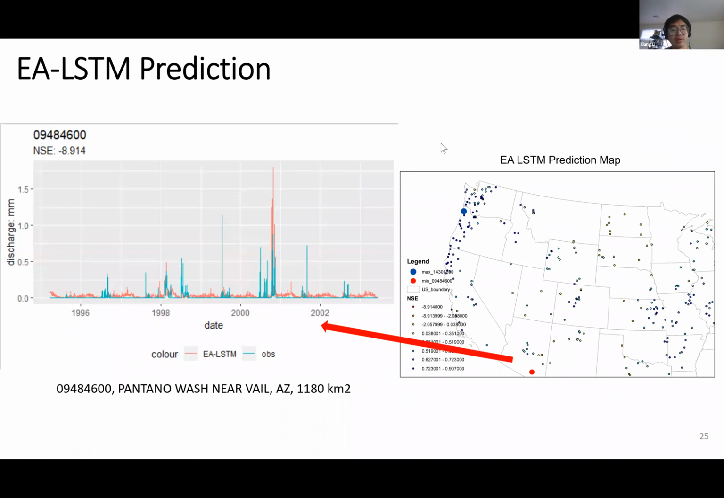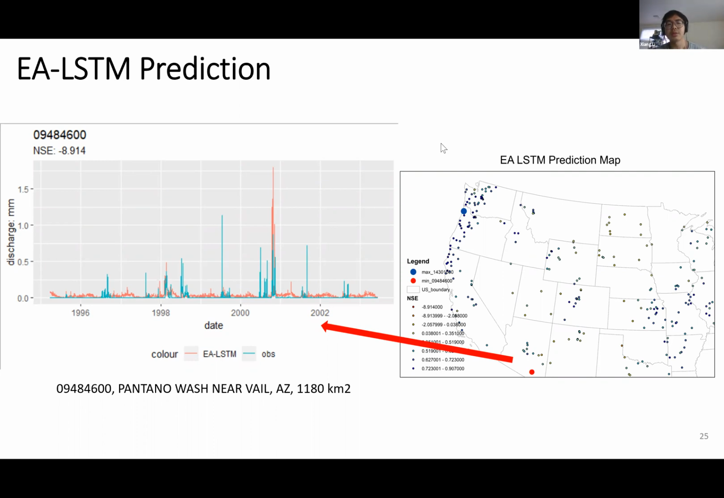But there are still other cases. This is one of the cases that shows an unsatisfactory result. This is one of the basins in Arizona, in a pretty arid climate scenario. The NSE in this case is negative. It means that the EA-LSTM does not reach a good prediction performance. It's not even as good as the mean of the observations.